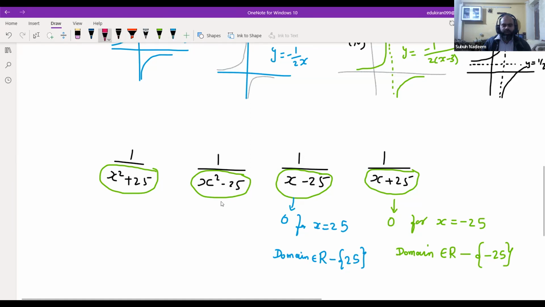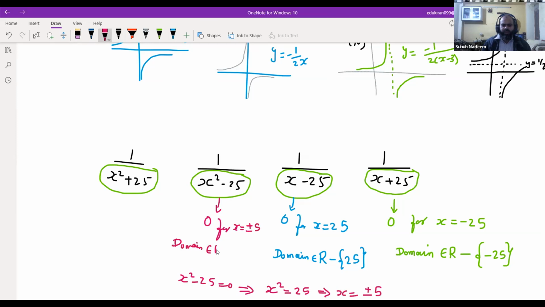Yeah. Let us come to this one. When does this become 0? When x square minus 25 is 0, when x square is equal to 25. So x is equal to 5 or minus 5. So for x is equal to plus minus 5, here is the domain. Yes, sir. It will be real number except minus 5 and 5. Here you can't take minus 5, also 5, because both of them will make this denominator 0. So the function will be undefined, so it cannot be in the domain.